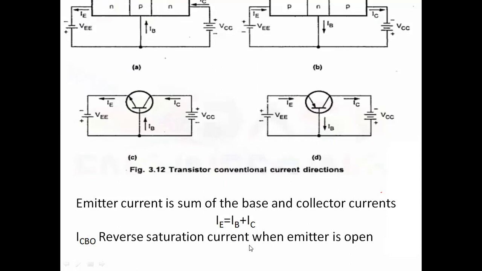There is less than 1 minute left. Okay, so there is ICBO, the reverse saturation current when the emitter is open. When the emitter is open, the reverse current is also present. That reverse saturation current is called ICBO.